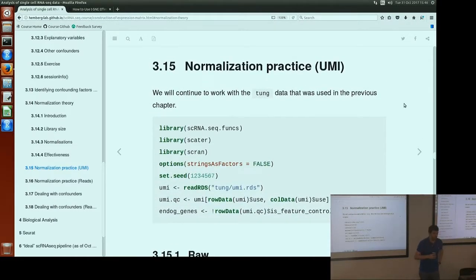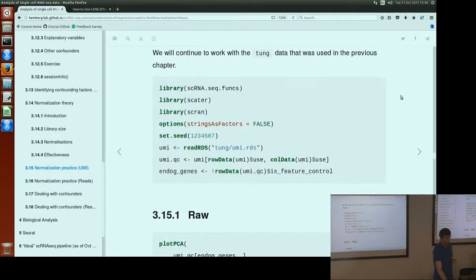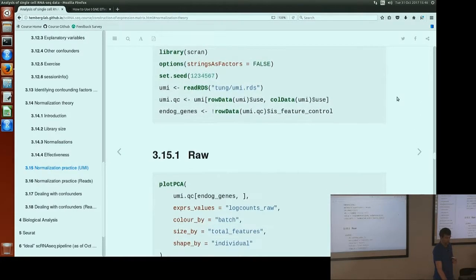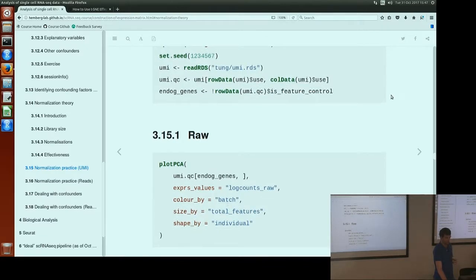So we'll continue working with the tongue data that we've used previously. These few lines of code load these libraries and load the data and subset it to what we want to use, what we've defined previously from the QC, defining our endogenous genes.